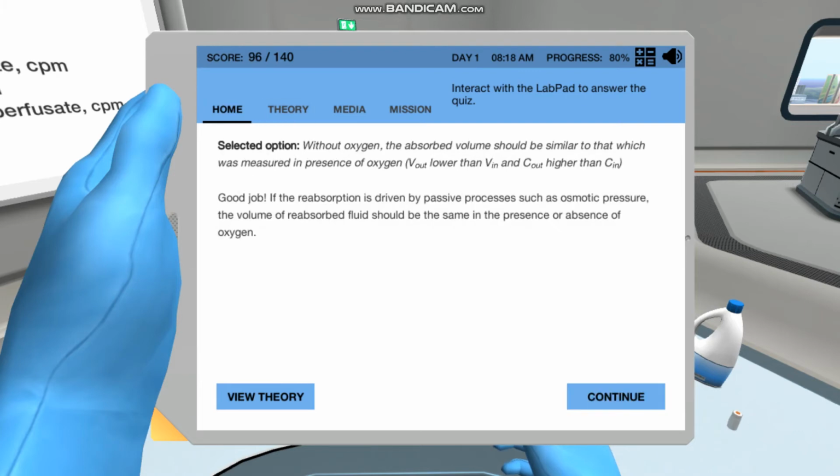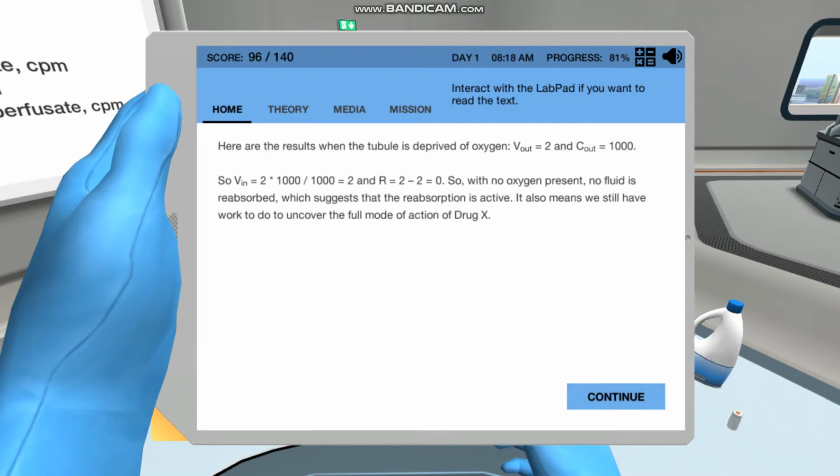Good job. If the reabsorption is driven by passive processes such as osmotic pressure, the volume of reabsorbed fluid should be the same in the presence or absence of oxygen. Here are the results when the tubule is deprived of oxygen.